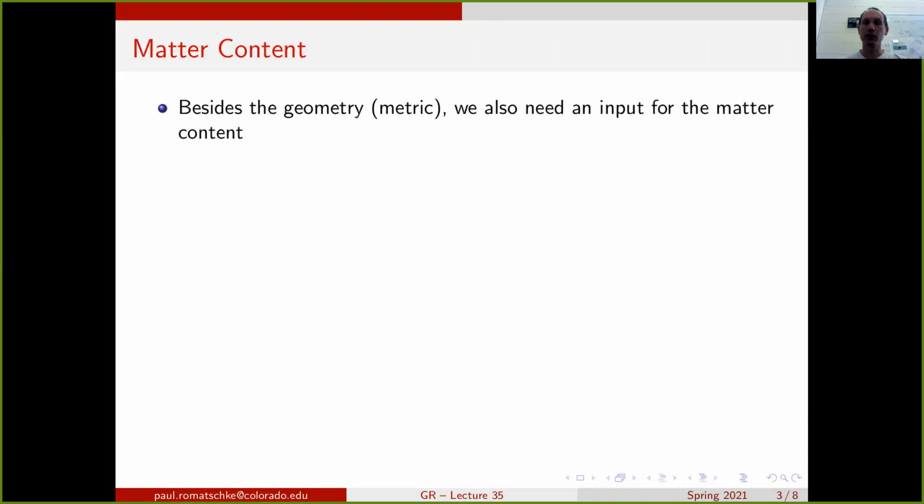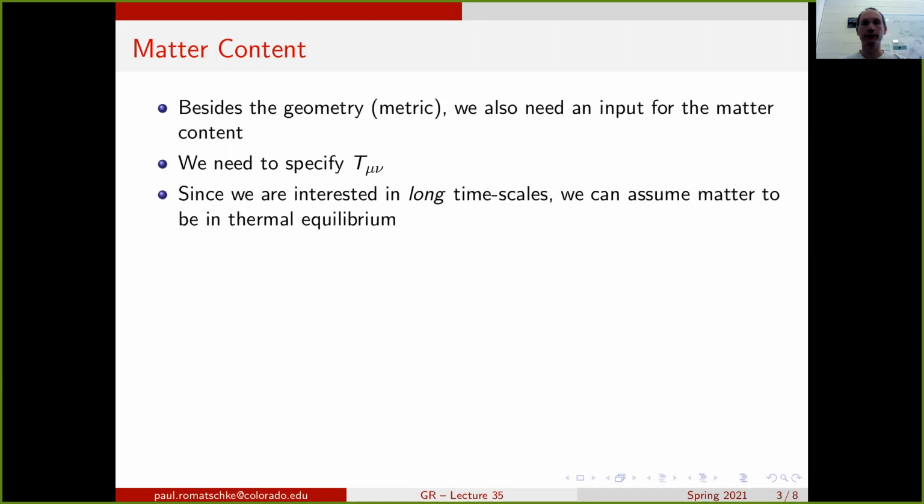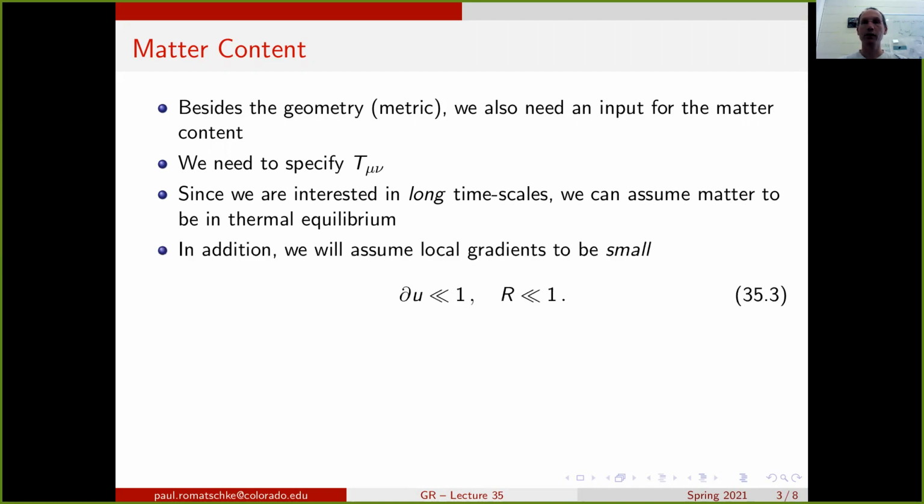Of course, besides the geometry, we also need the input for the matter part of the universe. This means we have to specify the form of the energy momentum tensor T^{μν}. Since we are interested in doing cosmology, it is perfectly fine to consider long timescales such that the matter can be assumed to be locally in thermal equilibrium. In addition, as a simplifying assumption, we can assume the local gradients to be small. That means that the local derivative of velocities can be small, and the local curvature, such as the Ricci curvature, can be small.